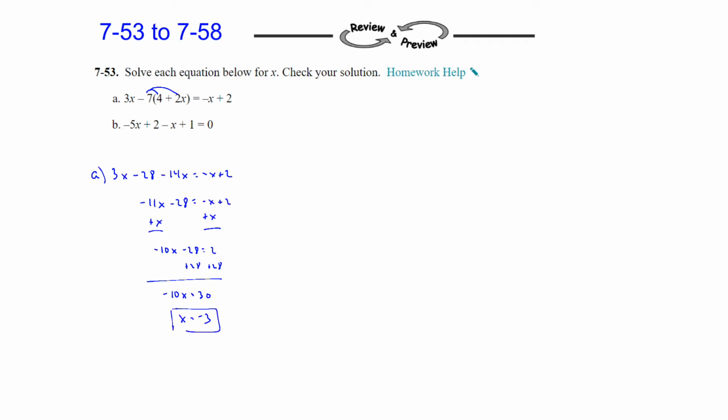x equals negative 3. It does tell us to check our solution, so that means we want to plug this back into the original to see if it is correct. And so there is the check. You just have to be careful with the negative signs that are happening when you're plugging in negative 3. So like on this second part here, you have the negative 3 for the x, but also x is opposite of negative 3, so it does become a positive 3.